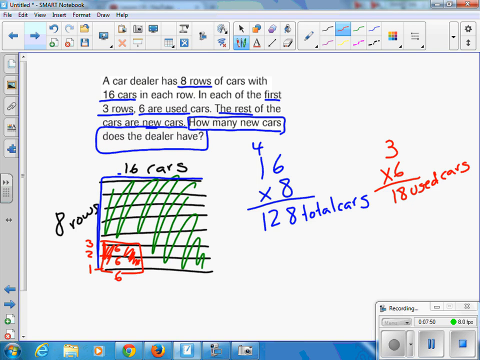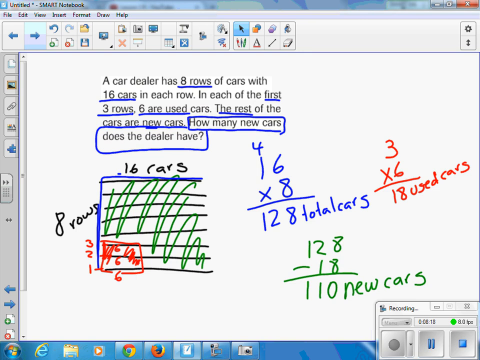So if you have the total number of cars and you have the used cars, we are going to subtract. Correct. So 128 minus 18: 8 minus 8 is 0. 2 minus 1 is 1. And 1 minus nothing is 1. So there are 110 new cars.